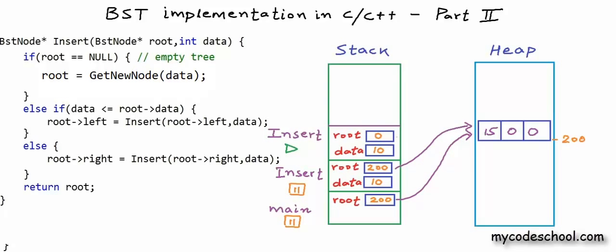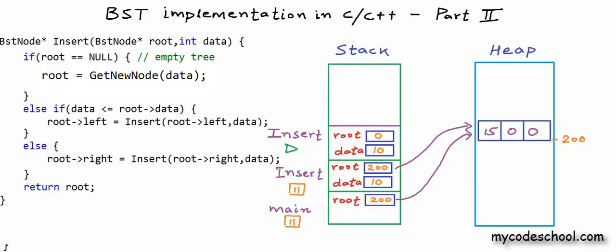So what will happen here is that execution of this particular insert call will be paused, and a new stack frame will be allocated for execution of this another insert call, to which the arguments passed are address 0 in this local variable root, left child of node at address 200 is null, so we are passing 0 in root, and in data we are passing 10.